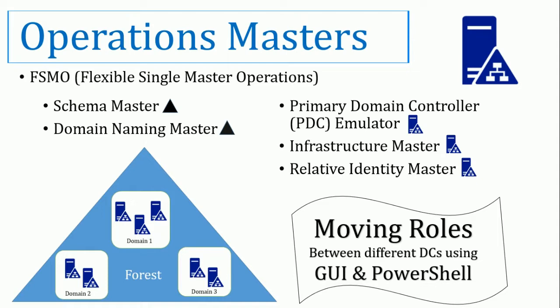The server that is master for a particular function or role is known as the Flexible Single Master Operator (FSMO). It is also pronounced as the FSMO role owner. And these are the roles that have to be taken care of by the single master only. These are the schema master, domain naming master, primary domain controller or the PDC emulator, infrastructure master, and relative identity masters. And in this video, we are going to learn about all these roles and how we can move these roles from one domain controller to another. We also take a look at the PowerShell commands as well.